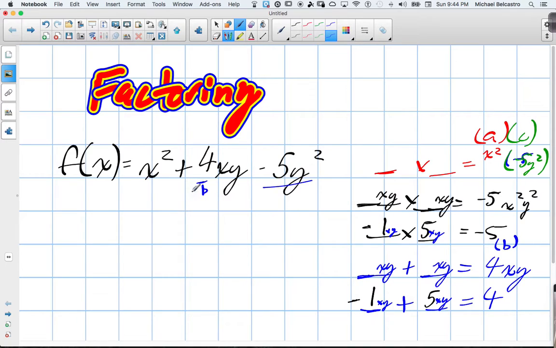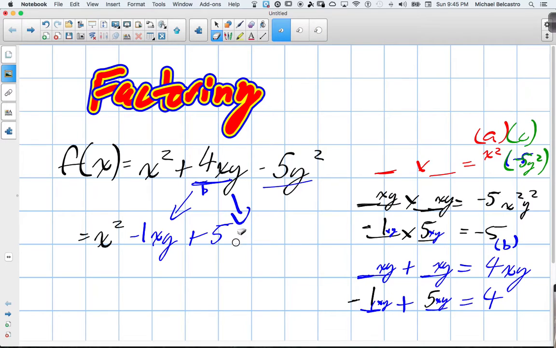The reason they're supposed to be there is because when we go to decompose this middle term, okay, the x squared stays. And technically, it's -1xy and +5xy.